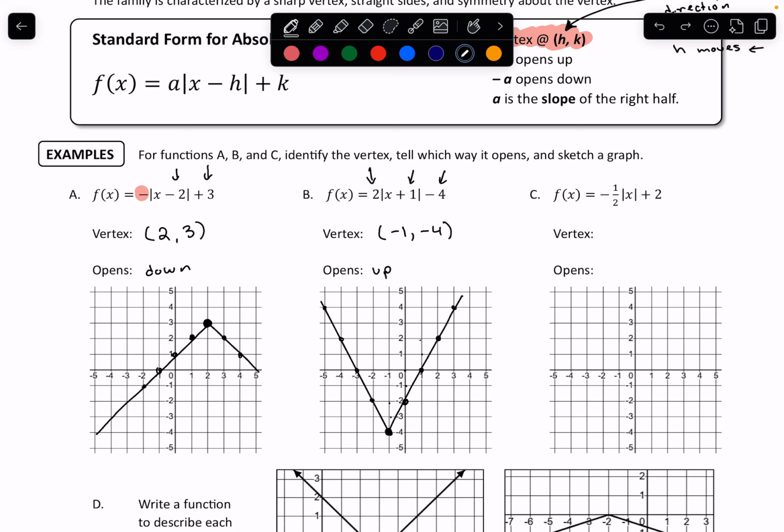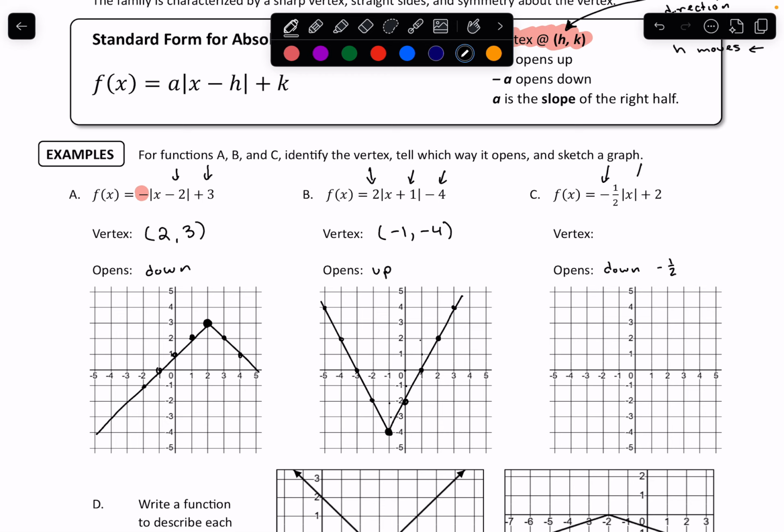Now C is going to do the opposite. C, out in front, I've got a negative, which means I'm going to open down. But I also have a fraction for my slope. My slope is negative 1/2, which means instead of being taller and skinnier, it's going to be shorter and fatter, right? Because my slope is not going to be as steep.